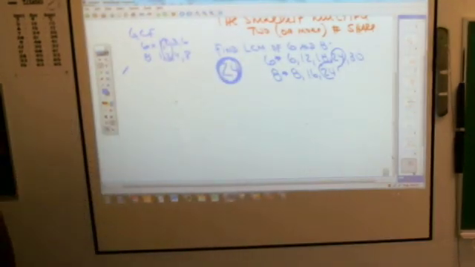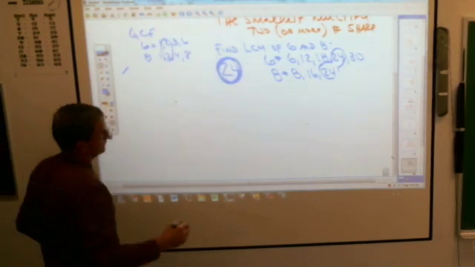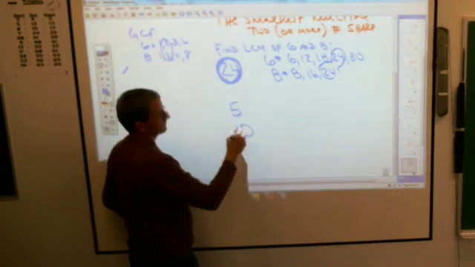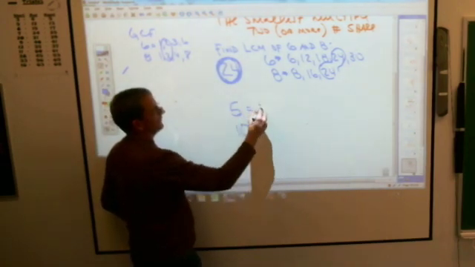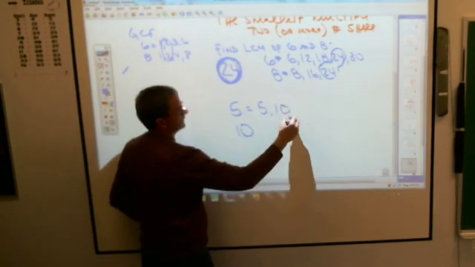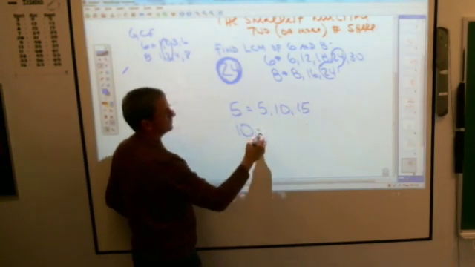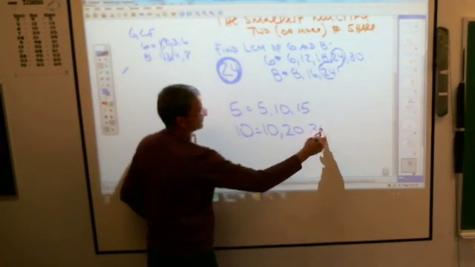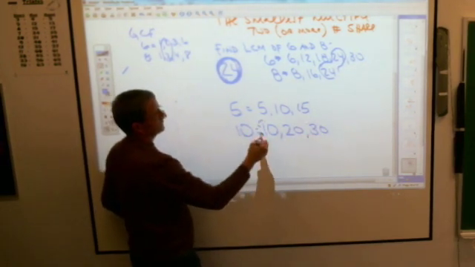How about this one? Now that things are getting really exciting. Least common multiple of 5 and 10. Well, multiples of 5 are 5, 10, 15. Multiples of 10 are 10, 20, 30. What's the smallest one they both have? 10.